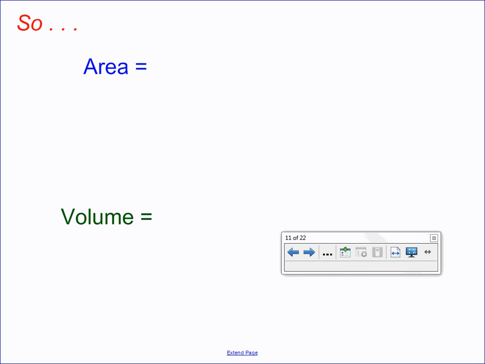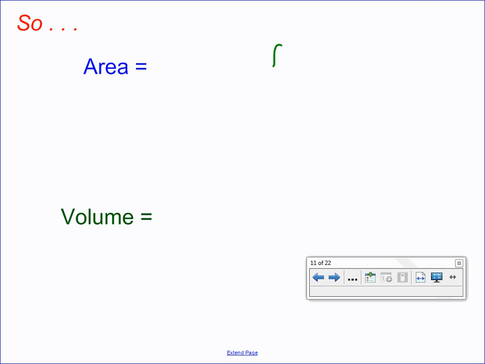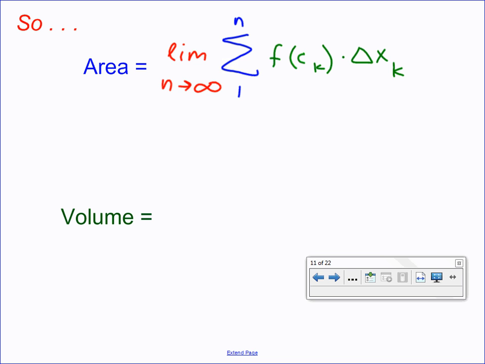So here we go. For area, we saw that we took a typical height of a rectangle, f of c sub k, multiplied by the width of that same rectangle, which gave us the area of one rectangle. Then we summed up all of such areas from 1 to n and considered the limit as the number of rectangles went to infinity. That resulted in a definite integral from a to b of f of x, the generalized height of a rectangle, multiplied by dx, the width of any infinitely thin rectangle.